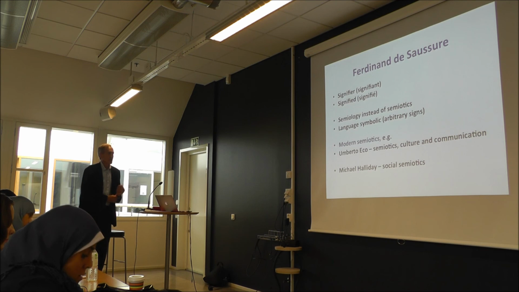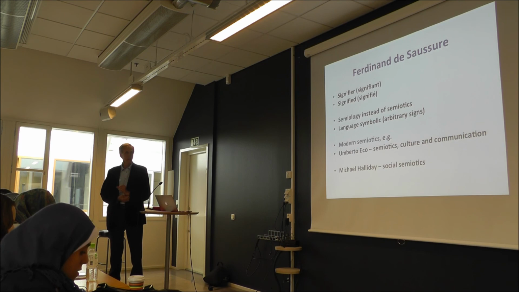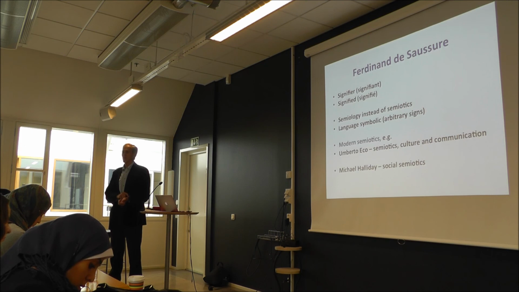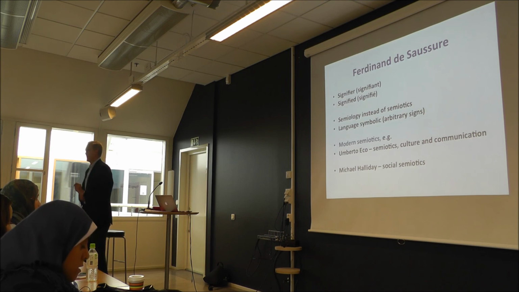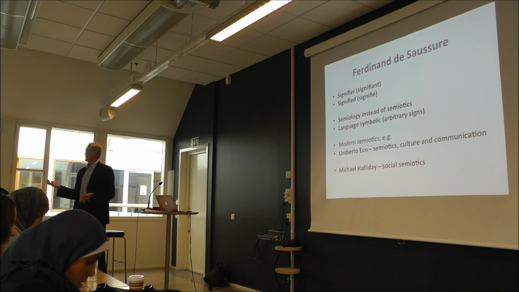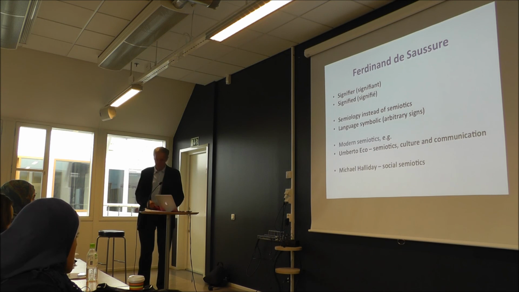Saussure wrote a major work on the nature of language, which for him was a system of arbitrary signs. This is a term he uses a lot: language as a system of arbitrary signs. And if we use the terminology of Peirce, that would mean that language consists of a system of symbols, arbitrary signs. But unfortunately, Saussure did not use the word symbol for this, but he used it in a different sense.